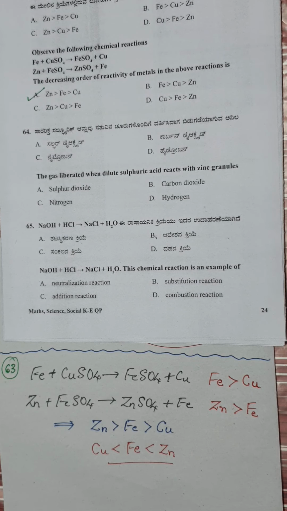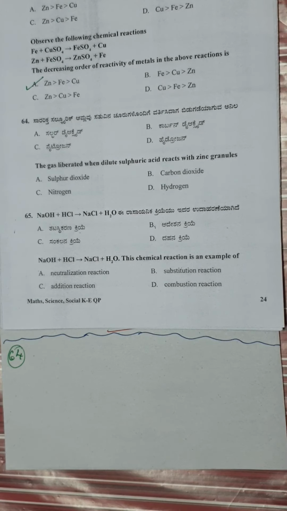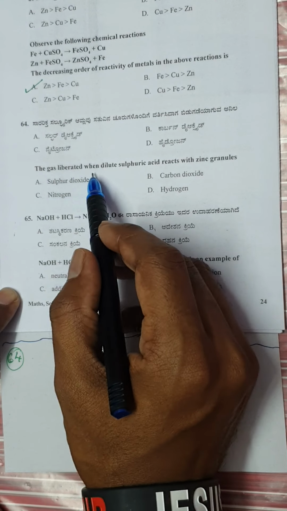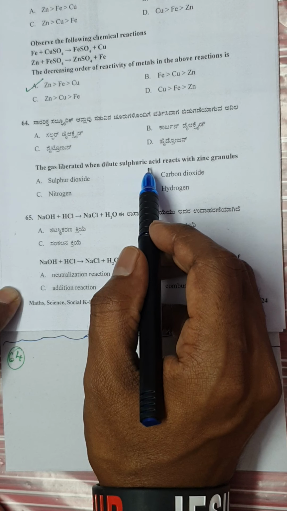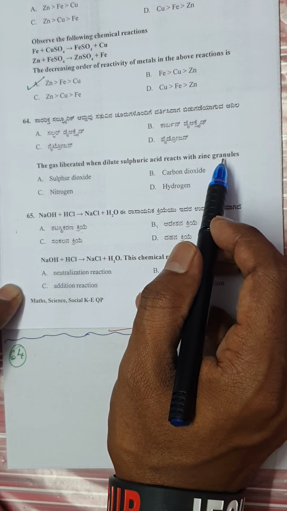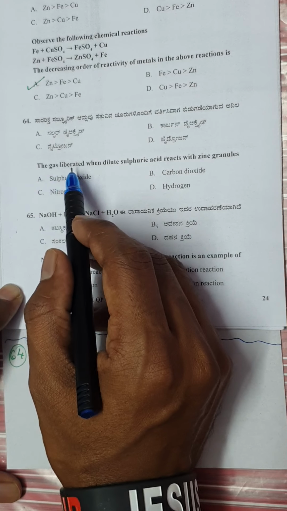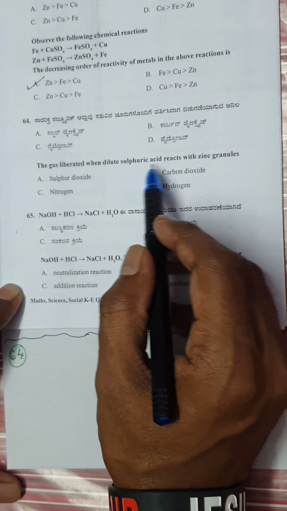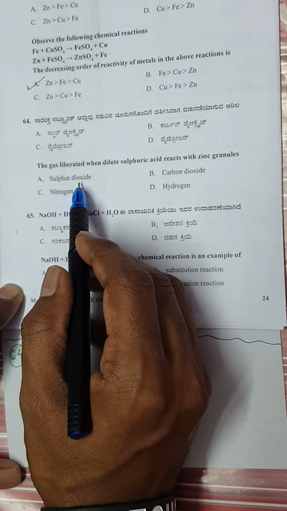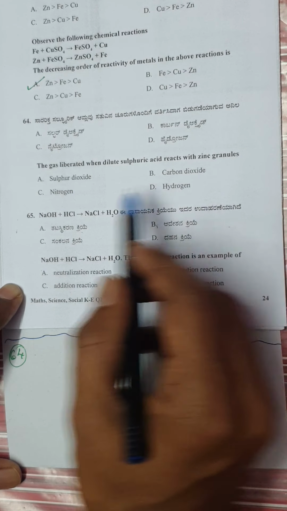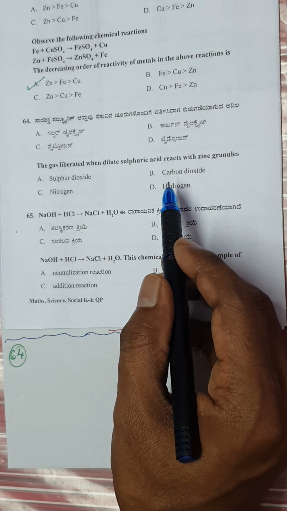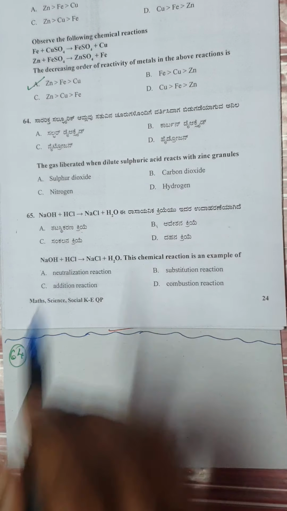Okay, let's move on to question number 64. The question number 64 we have is: the gas liberated when dilute sulfuric acid, that is H2SO4, reacts with zinc granules. I repeat, the gas liberated when dilute sulfuric acid reacts with zinc granules. Options are sulfur dioxide, carbon dioxide, nitrogen and hydrogen. All these four are gases. Now we have to find out which is the gas which is liberated.